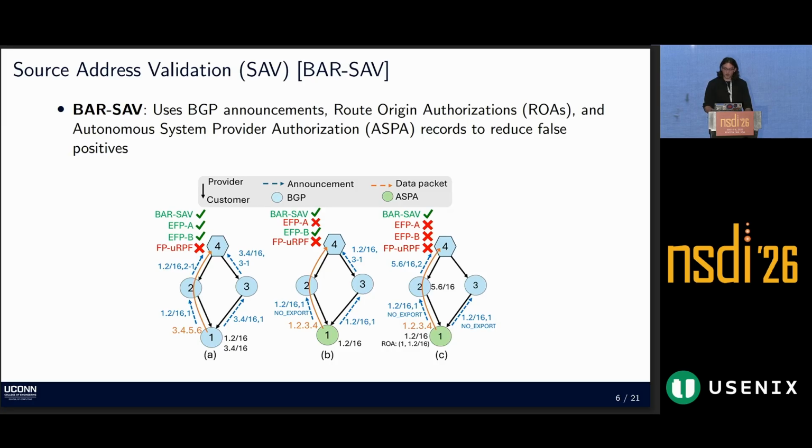BAR-SAV further improves upon enhanced feasible path URPF by incorporating BGP announcements, route origin authorizations, or ROAs, and autonomous system provider authorizations, or ASPA records, to help reduce false positives. BAR-SAV uses a modified version of EFP-A, which, as we can see from figures A and B, handles the same situations as EFP-A and EFP-B. Additionally, as seen in figure C, BAR-SAV can use this additional ROA and ASPA information to handle the situation in which a provider uses a no export community or does not announce any announcements to all providers.